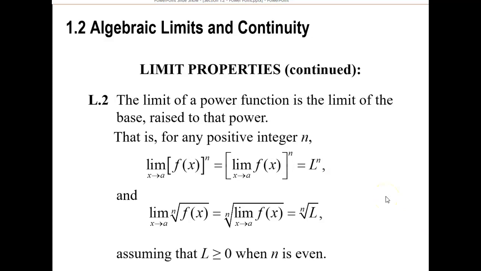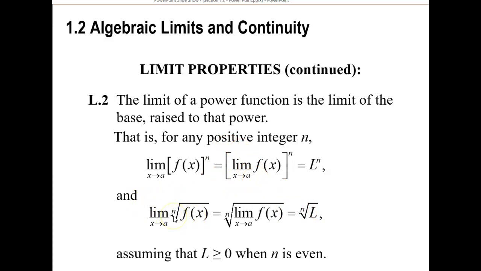Property 2, the limit of a power function is the limit of the base raised to that power. Meaning, for positive integers n, the limit as x approaches a of f of x to the nth power is the same as taking the limit as x approaches a of f of x, then raising it to the power n. So in other words, you can bring the limit inside and evaluate and then raise to the power. So if the limit of this function was given in the beginning of this section to be L, this inside would evaluate to the value of L, and then L raised to the nth power would be your result.